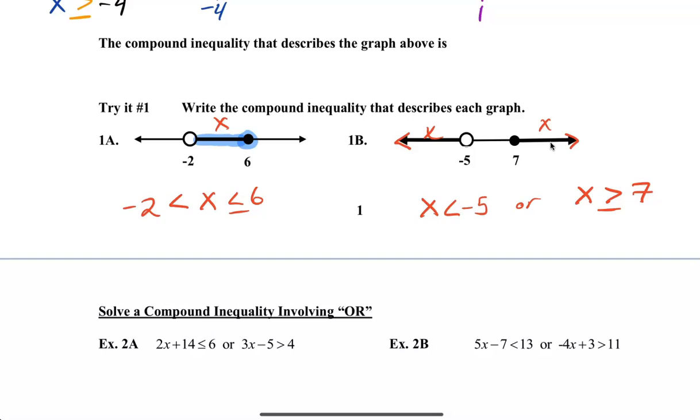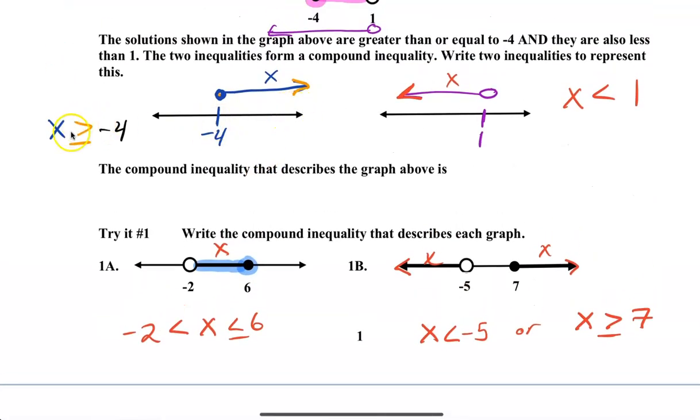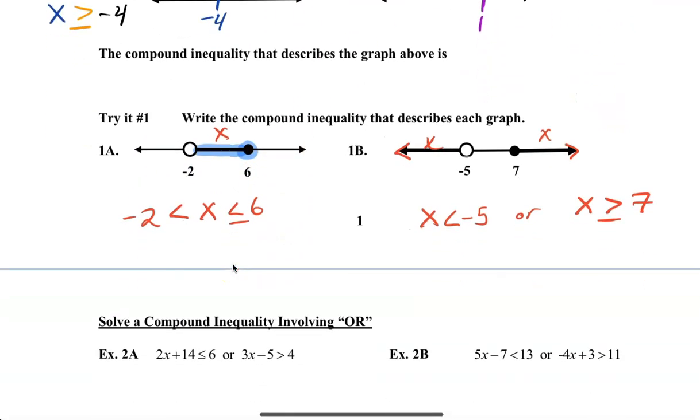If you also wanted to, you could separate this out, like we did up here, and make it an and statement. So you could say x is greater than -4 and x is less than 1. You could do that, or you could do it combined. Either way is fine. Okay.